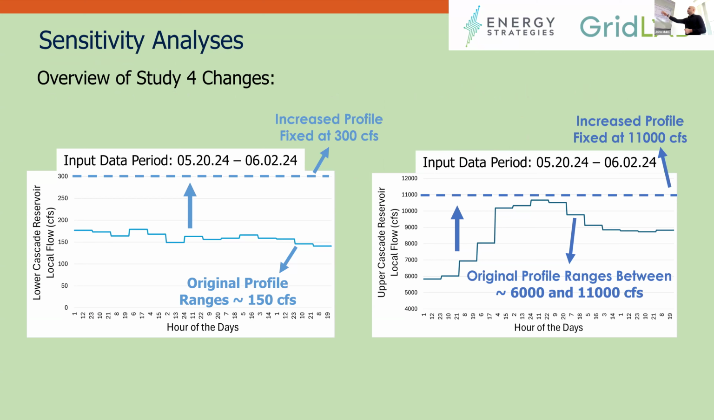So we have lower cascade hydro on the left, the original profile ranges about 150 CFS, and the new profile shows we make it fixed at 300 CFS. And again, these are just the input profiles that are only using 2024 calendar year data. And the upper cascade hydro is more variable. The original profile changes between 6,000 and 11,000 CFS, and the new profile is fixed at 11,000 CFS.